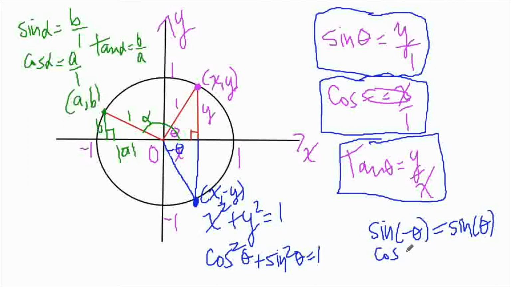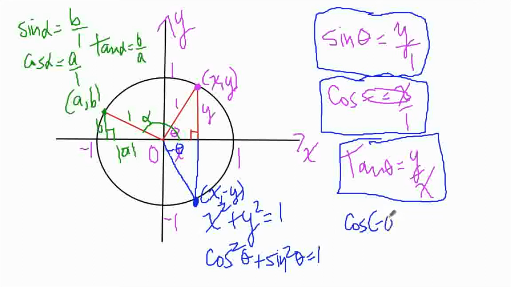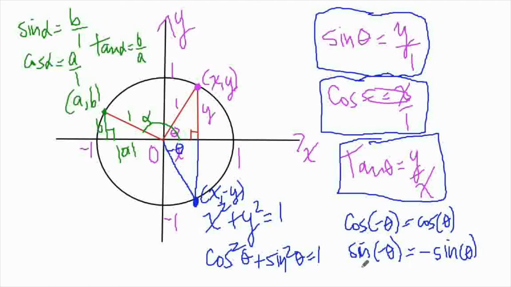Excuse me, I know I did that wrong. Let me backtrack here. The cosine remains the same, so cosine of negative theta is cosine of theta. The sine of negative theta changes sign, so that's minus sine of theta. And then tangent of minus theta is minus tangent of theta. Okay?